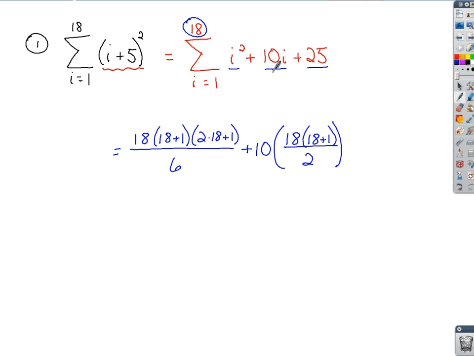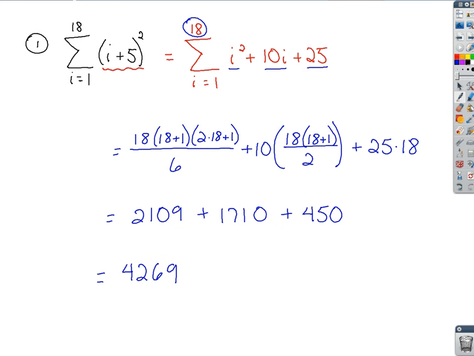Then finally, this constant term of 25, I take that 25, and my rule with the constant is multiply it by n, so I multiply 25 by 18. I have everything set up now to do my calculation. So after calculating for each part, I get my answer of 4,269.